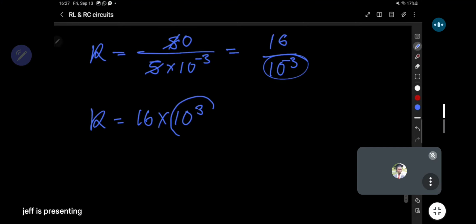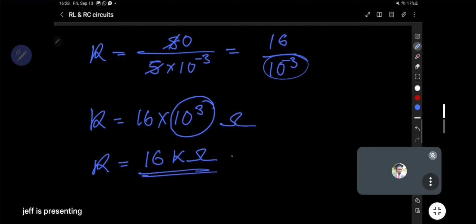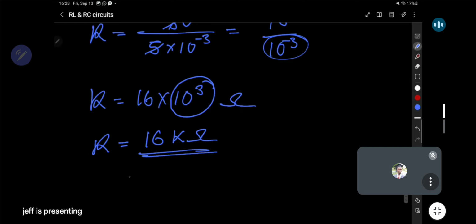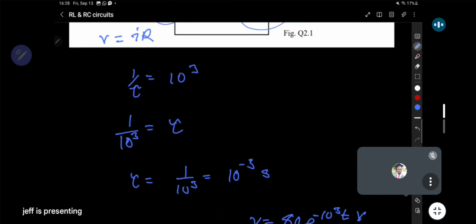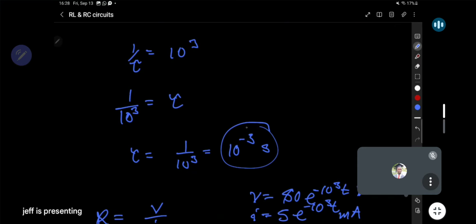And 10 to the power 3 is the same as a kilo. This was supposed to be in ohms, but with the 10 to the power 3, we can present this as 16 kilo ohms. So this becomes the value of R. So look at this, we have the value of R. Earlier on, we saw the value of the time constant. The time constant we had was 10 to the minus 3.